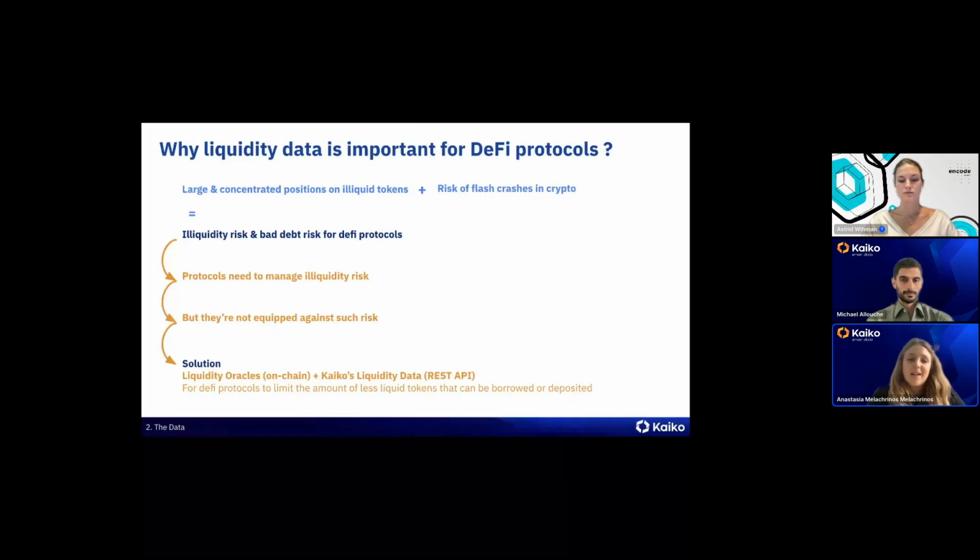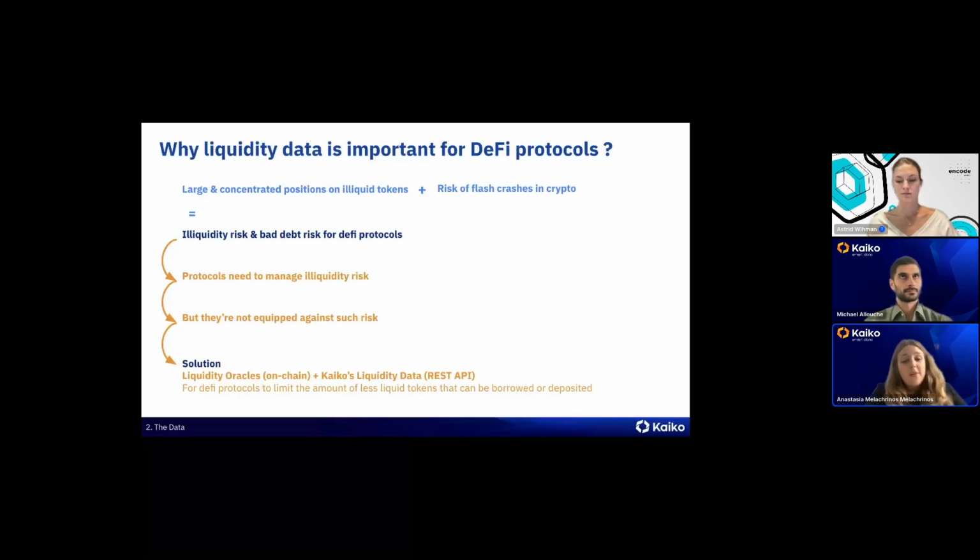And in the beginning, I told you, Kaiko covers all types of markets, both centralized and decentralized exchanges, and we provide both the trade data, the prices, the volumes that are traded in any of those marketplaces, as well as the liquidity data, which means the order books data, the liquidity pools data. And so this data all combined represents what we call liquidity data.